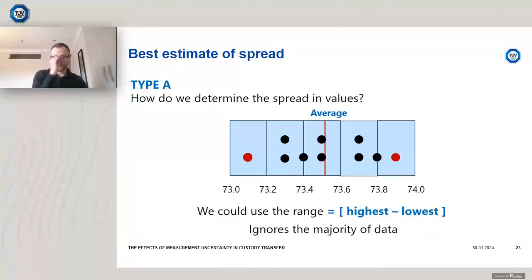So next step, if you want to try and characterise how spread out the values are, one option would be to use the range, so simply subtract the lowest value from the highest value. But the problem here is that it ignores the majority of the data.